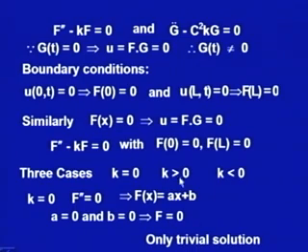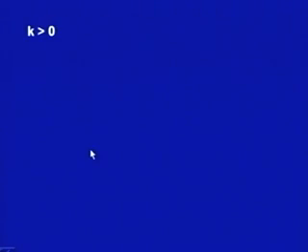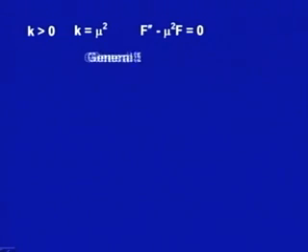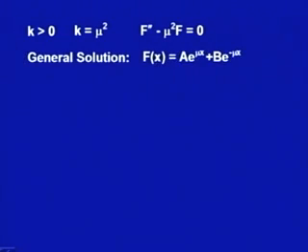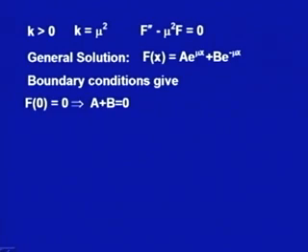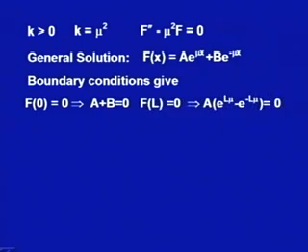Now, let us come to the second case when k is positive. K positive means we can write k as mu square, and we have the equation f'' minus mu square f is equal to 0. So, the general solution of this form of equation is a times e to the power mu x plus b times e to the power minus mu x. Now, try to satisfy the boundary conditions. At x equal to 0, we get a plus b is equal to 0. So, we get b as minus a.